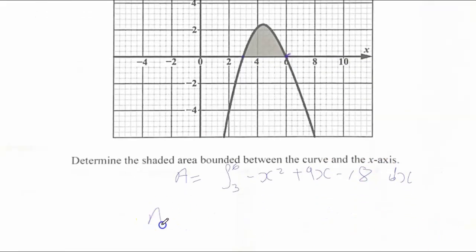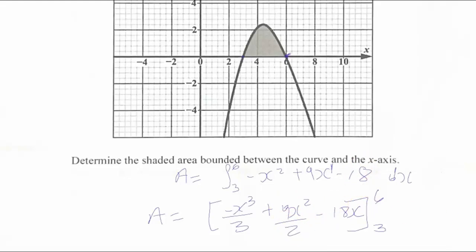Alright, so let's integrate. The rule: add 1 to the power, divide by the power. The limits are 6 and 3. Add 1 to the power, you get 3 and divide by 3. Next one, 9x to the power 1. Add 1, you get 2, divide by 2. Integrate negative 18, that's negative 18x.